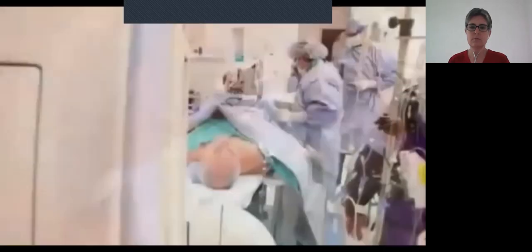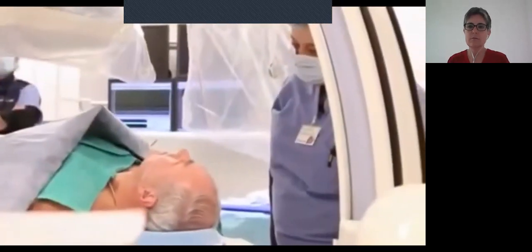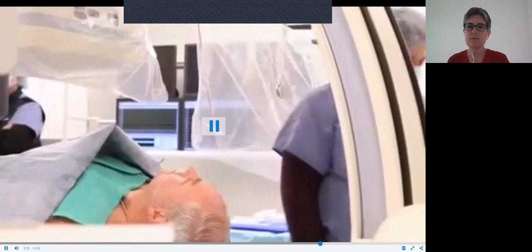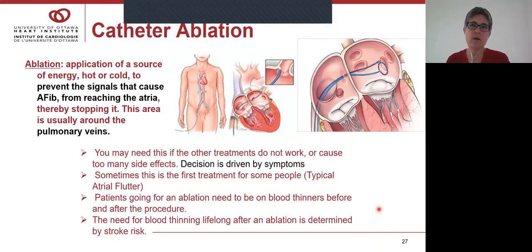We don't use general anesthesia usually. We use something called conscious sedation, and they're comfortably sedated, usually. So at the Heart Institute, actually, we do use general anesthetic for most of our patients. The procedure takes about 2 to 4 hours, and you're in hospital overnight.